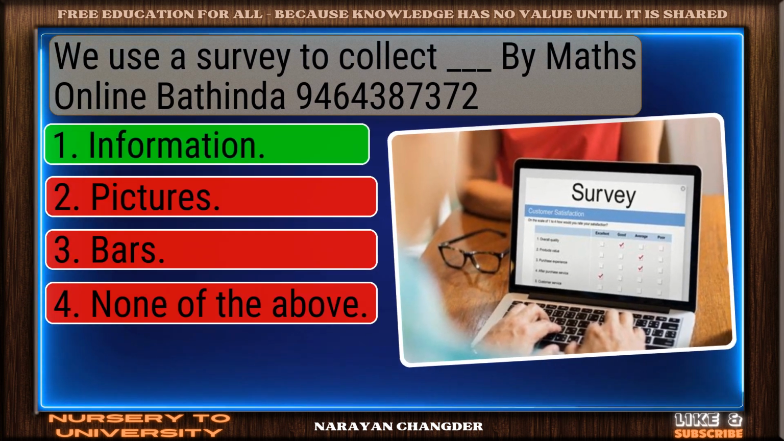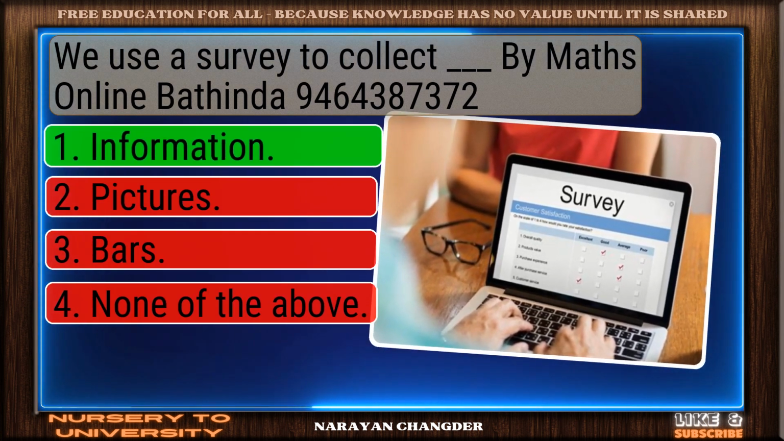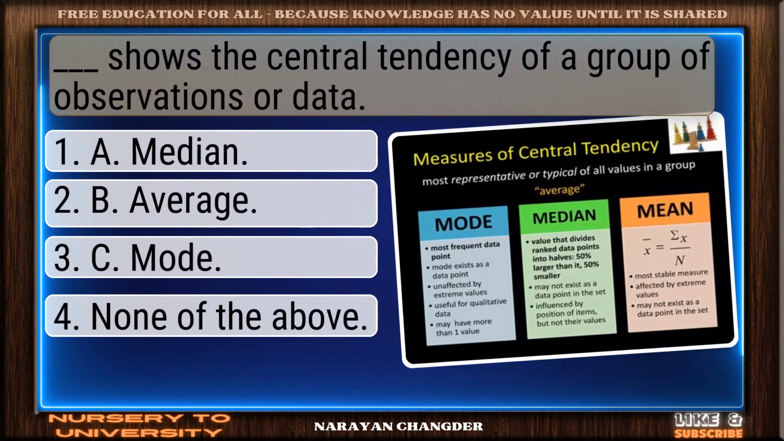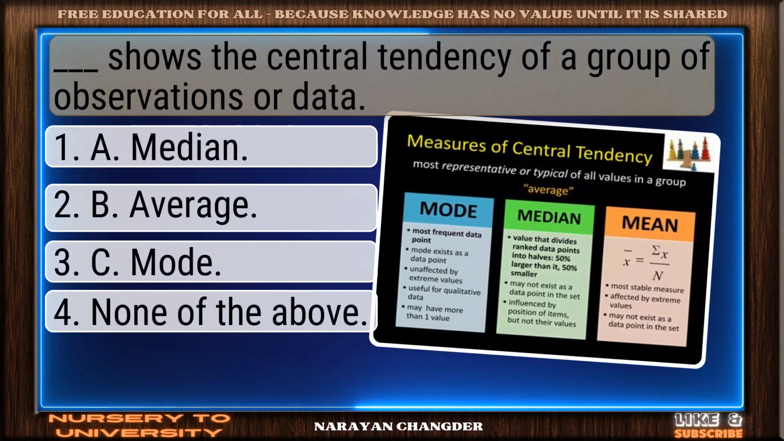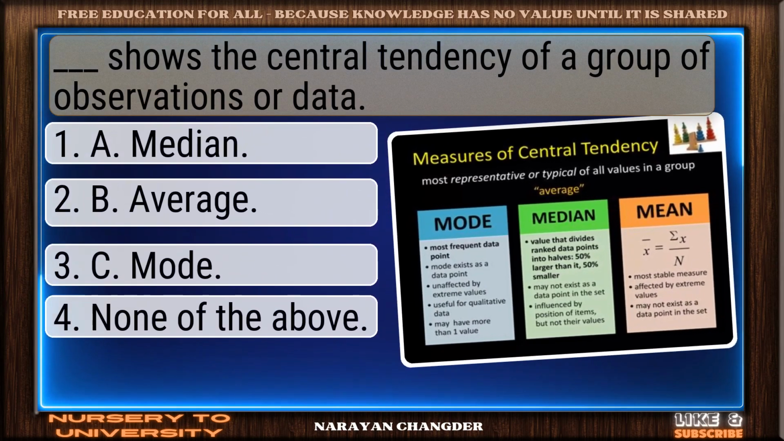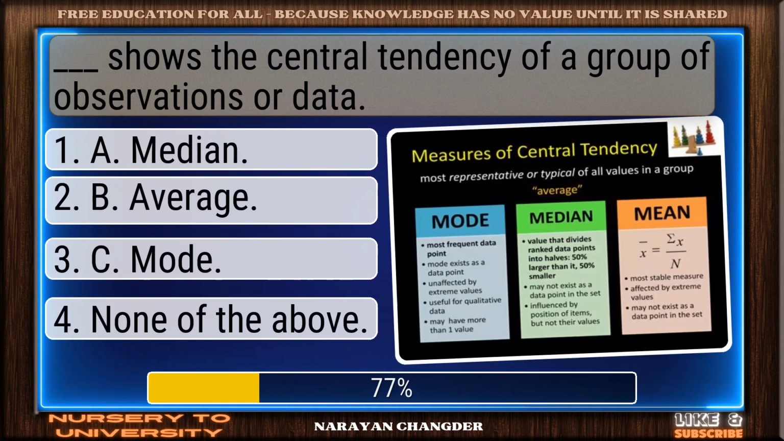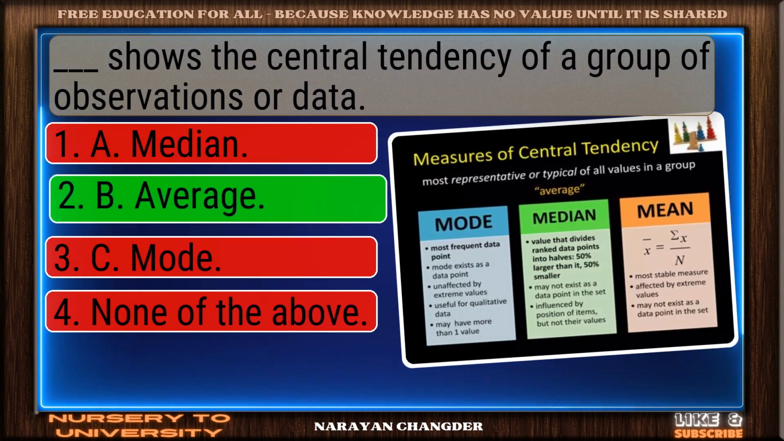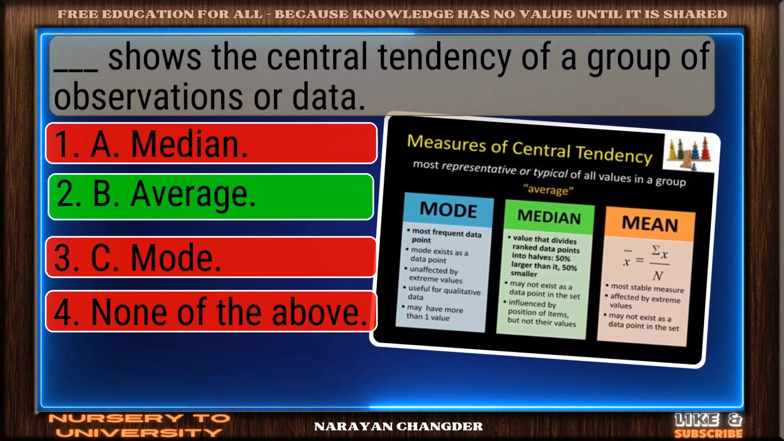Good thinking. Information is the right answer. Question number 87. Dash shows the central tendency of a group of observations or data. Correct. B, average, is the right answer.